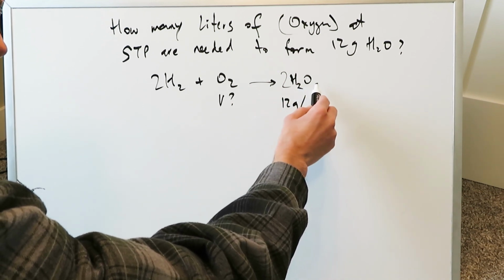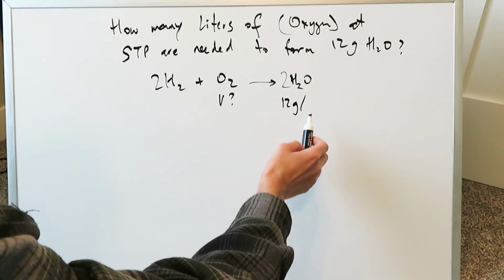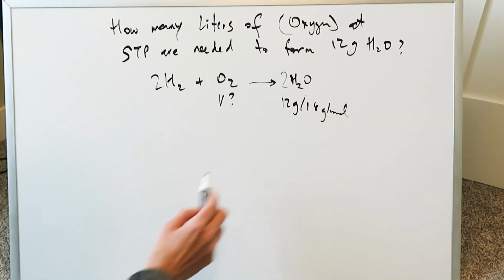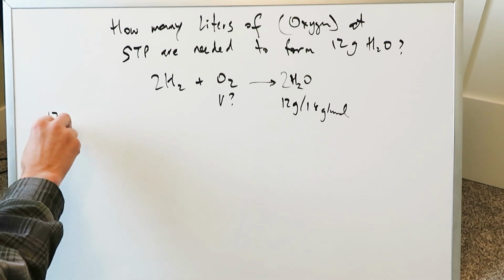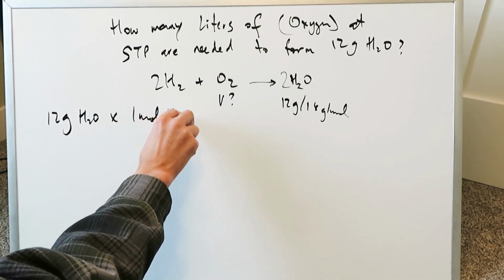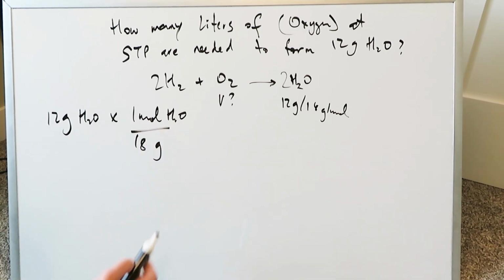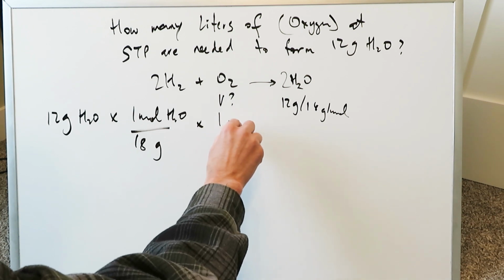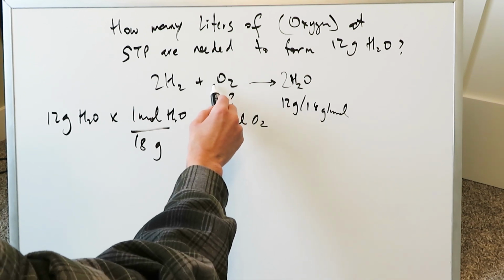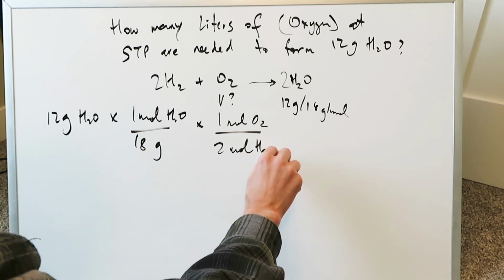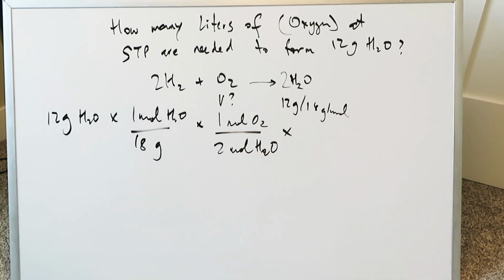12 grams divided by the molecular weight of this water will give you exactly what you need here in terms of moles. So let's start with the moles of water. We have 12 grams of water times 1 mole of water is always equal to 18 grams in terms of the molar mass. Then we have here 1 mole of oxygen is available with regards to 2 moles of water. And you'll see how everything will cancel out. And then everything relevant will cancel out is what I mean.